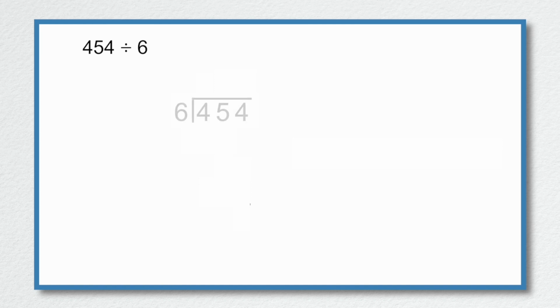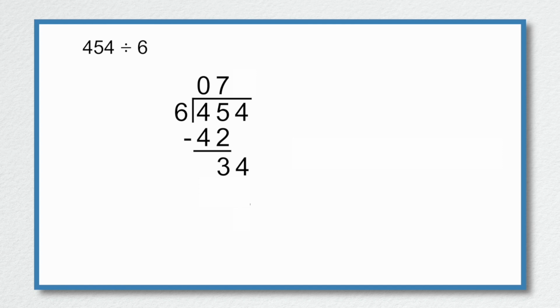454 divided by 6. So we've got 4 divided by 6. Well, 4 is less than 6, so I'm going to put a 0 at the top here, and we're going to do 45 divided by 6. 6 into 45 is 7, because 7 sixes are 42. And if we take that away, we get a remainder of 3. We now bring the 4 down.